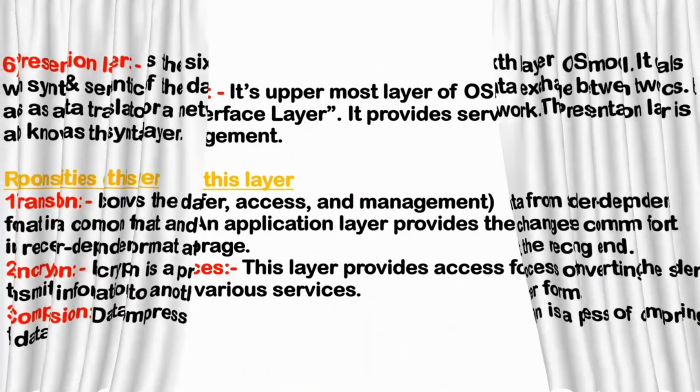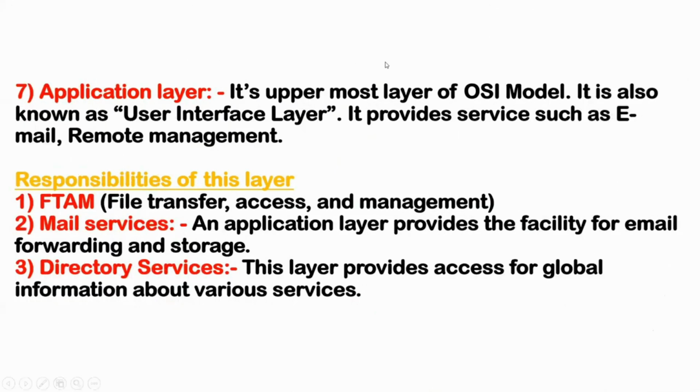The last layer is the application layer. The application layer is the uppermost layer of the OSI model, the seventh layer. It is also known as the user interface layer, meaning the user interacts with this layer. It provides services such as email and remote management, meaning whatever type of application you use. Suppose I use an SSH related application for remote access, a telnet related application, or a mail related application. It can be anything.